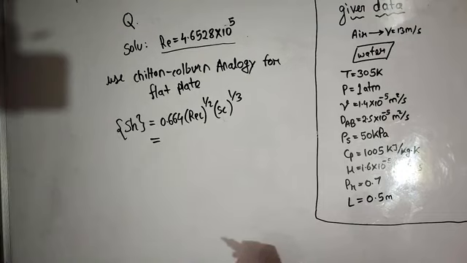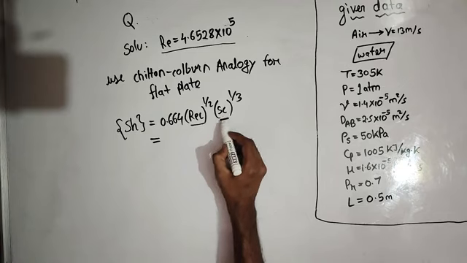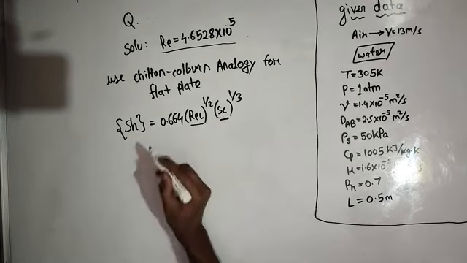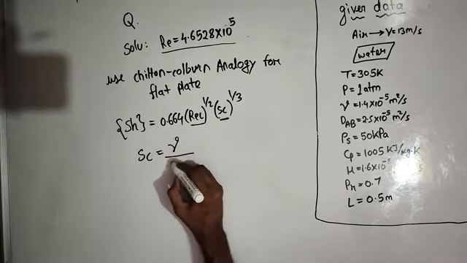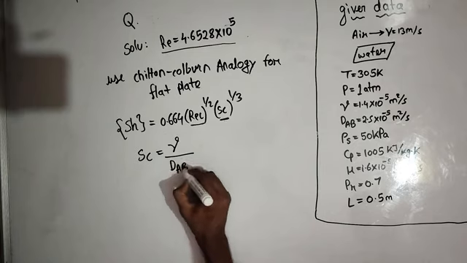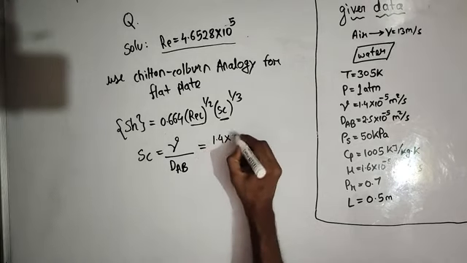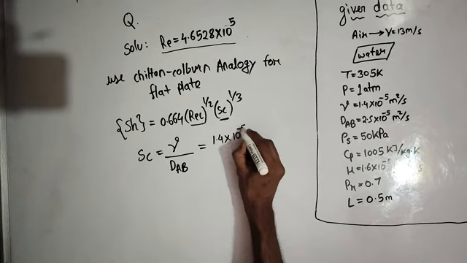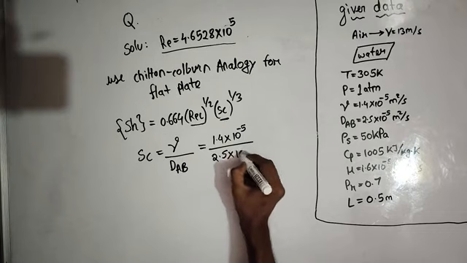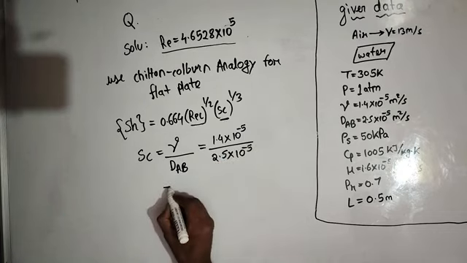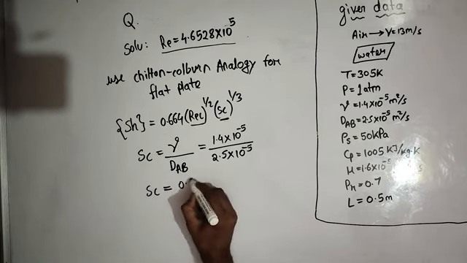So from this equation, we have Reynolds number, but we don't have Schmidt number. So first we will find Schmidt number. Schmidt number is given by kinematic viscosity upon diffusivity. In our question, we are given kinematic viscosity as 1.4 into 10 raised to power minus 5 meter square per second, and diffusivity is 2.5 into 10 raised to power minus 5. So after solving this, we get the Schmidt number as 0.61.